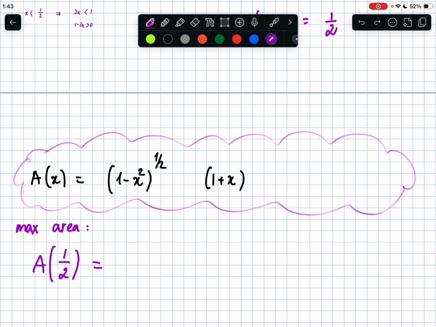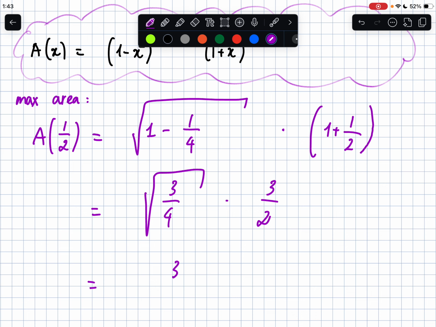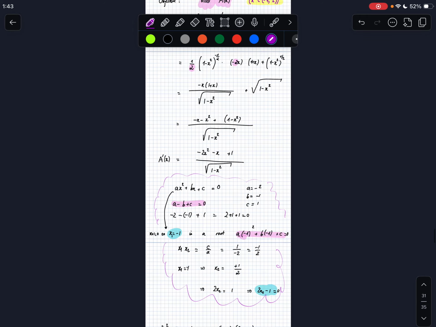Max area is square root of 1 minus 1 over 4, times 1 over 2 plus... 3 over 4, 3 over 2, 3 root 3 over 4. This is the max area. That is our final answer.